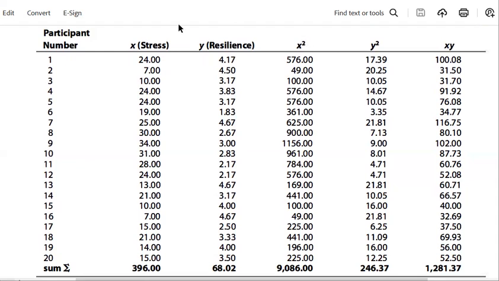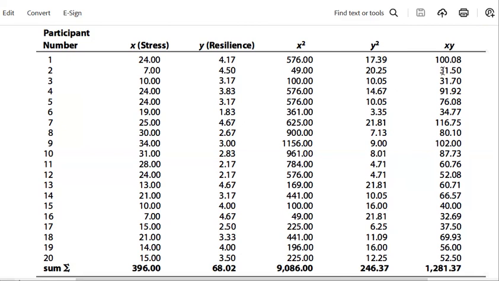So X squared means that we took each participant's value of stress and squared it. So 24 squared is 576. 7 squared is 49, and so forth and so on, all the way down. And so you can see at the very bottom in bold font, we have summed all of the X squared values, and that equals 9,086. And then we've done the same thing for resilience, or Y. We squared every participant's value of resilience and listed that here, summed all 20 participants' values up, and that's 246.37.